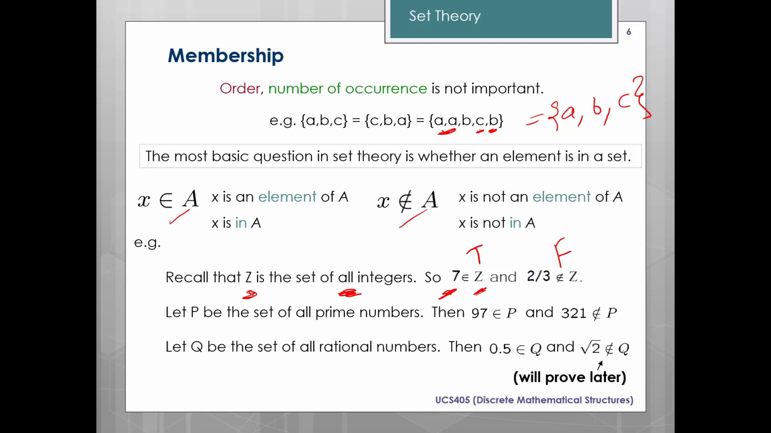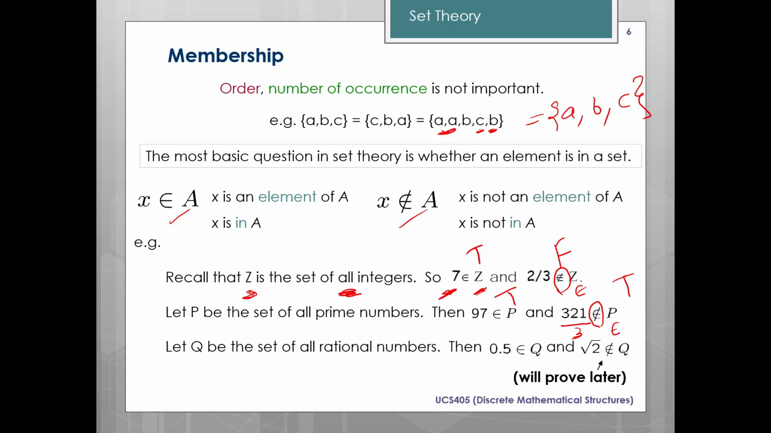So it is false. Next, P is the set of all prime numbers. Is 97 a prime number? Yes, it's a prime number, so that is true. 321 does not belong to P. Why is it there? Because if we consider it as belongs to, then it is false. If we consider it as does not belong to, then it is true. Now consider it here: 321 does not belong to P. See, 321 is divisible by 3, so it's not a prime number. So if we consider belongs to, then it is false. If we consider does not belong to, then it is true.